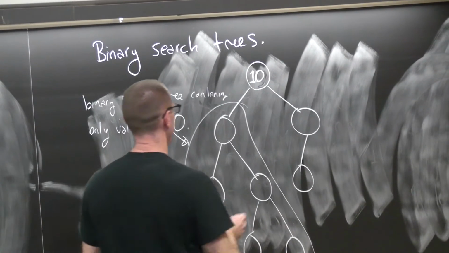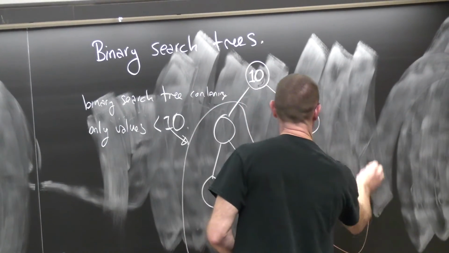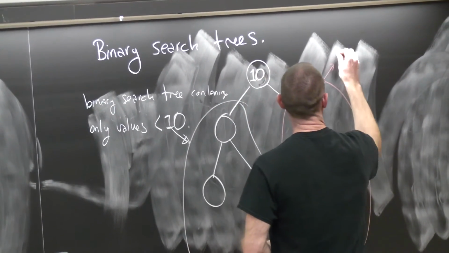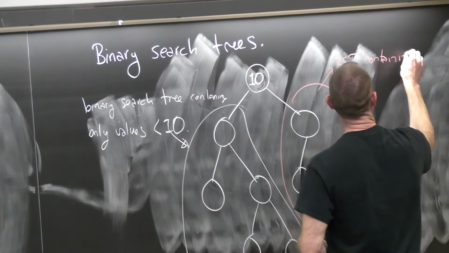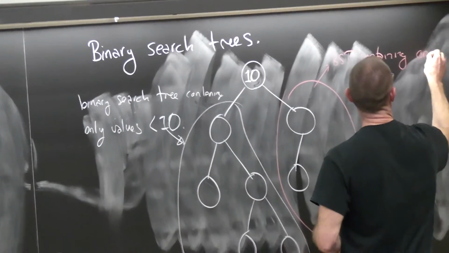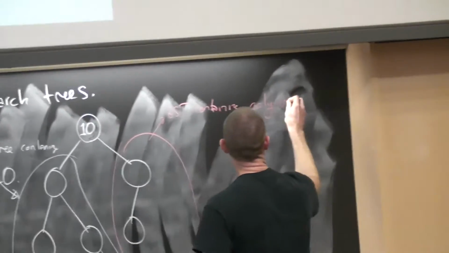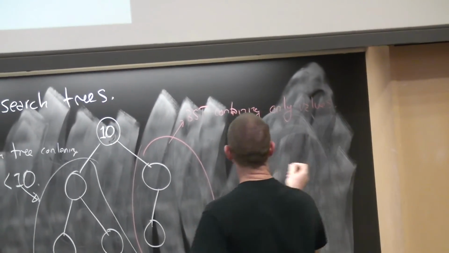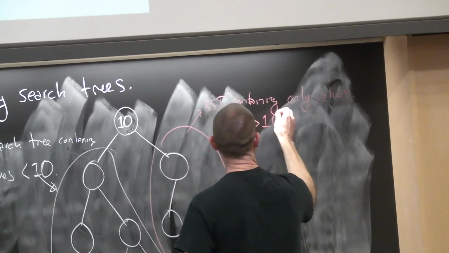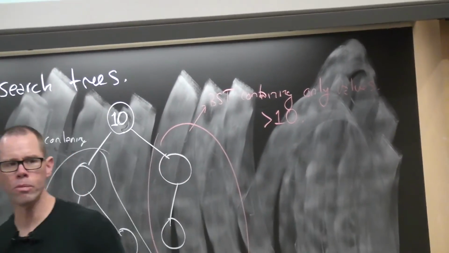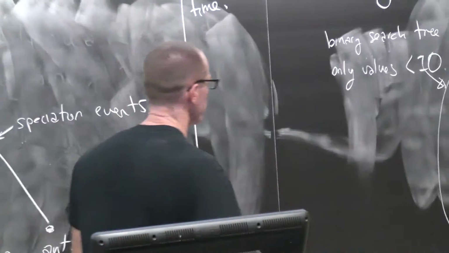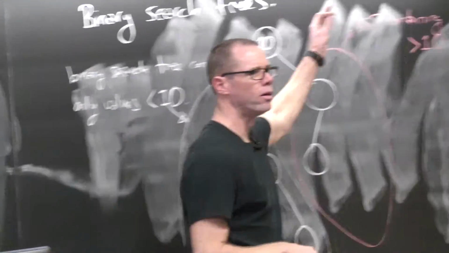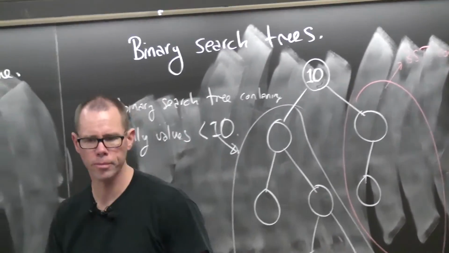And over here on the right side is a binary search tree containing only what? Values, let's say greater than 10. Keep our lives simple, we'll assume that no value appears twice in the binary search tree, so there's no equals on either side here. You're either less than or bigger than. Okay.